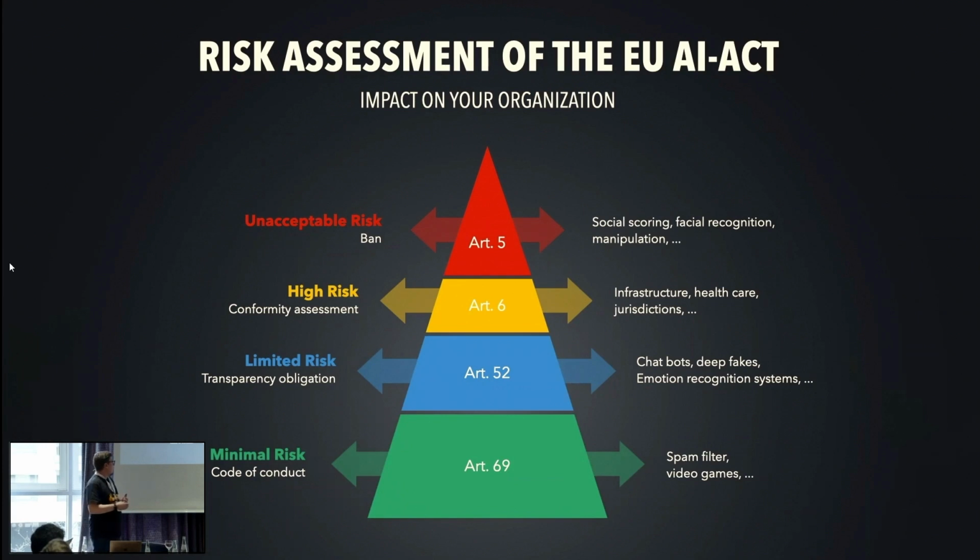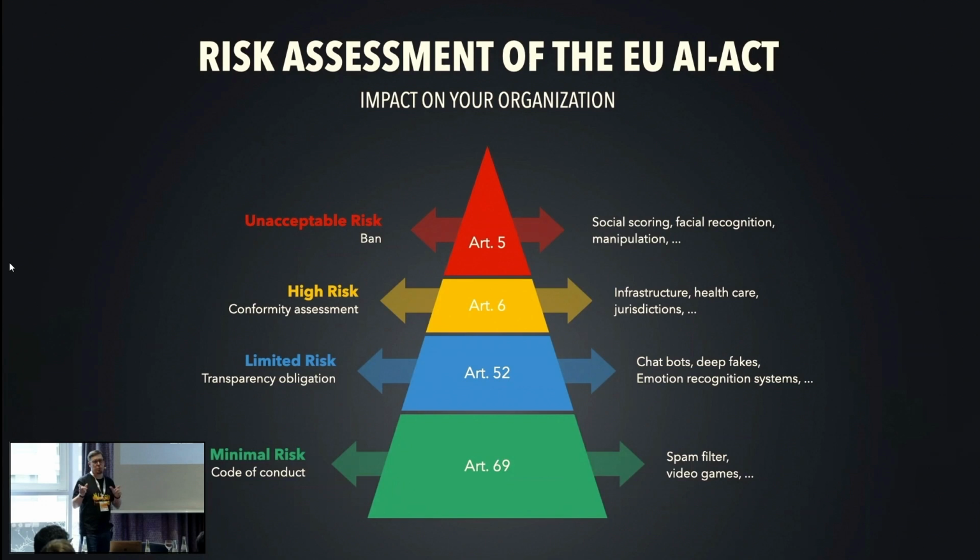There are 4 categories that AI is ranked in by the EU AI Act. So minimal risk, you already know that. It's some sort of code of conduct for spam filters and fraud detection. It's the same we apply to already every day. And the next category are the limited risks, where you have transparency obligations.